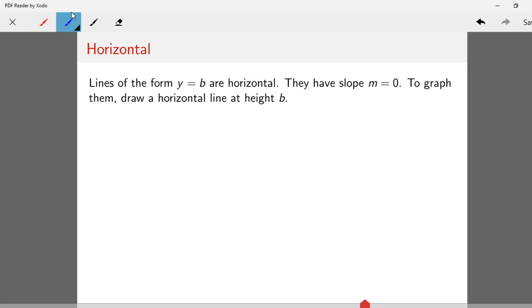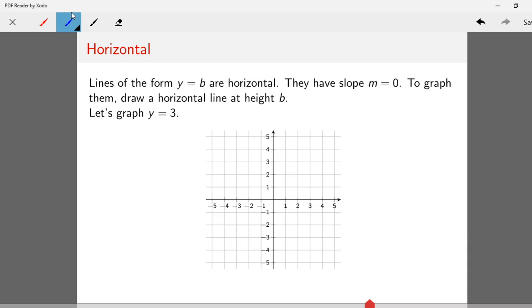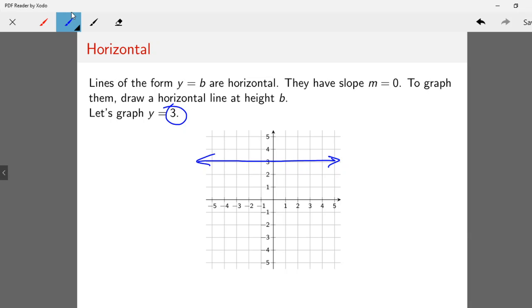Lines of the form y equals b are horizontal. They are said to have slope m equals 0. To graph them, draw a horizontal line at the height indicated, height b. Let's graph y equals 3. There's 3. Done.